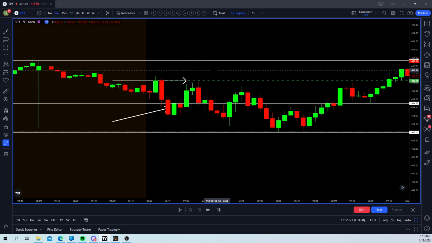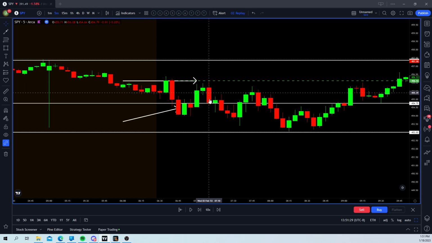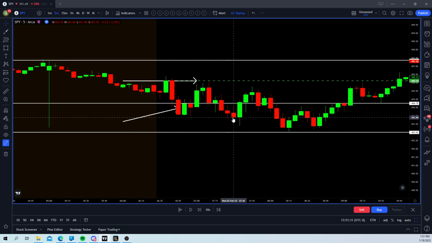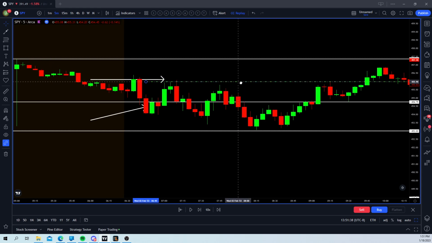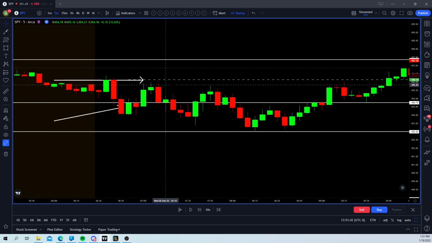I have the 15-minute on the side. It closed. My entry here. And look what this does. It's showing you rejection. But this is where you start putting your stop losses more to the bottom side. So you would take some profits or leave it for your loss.